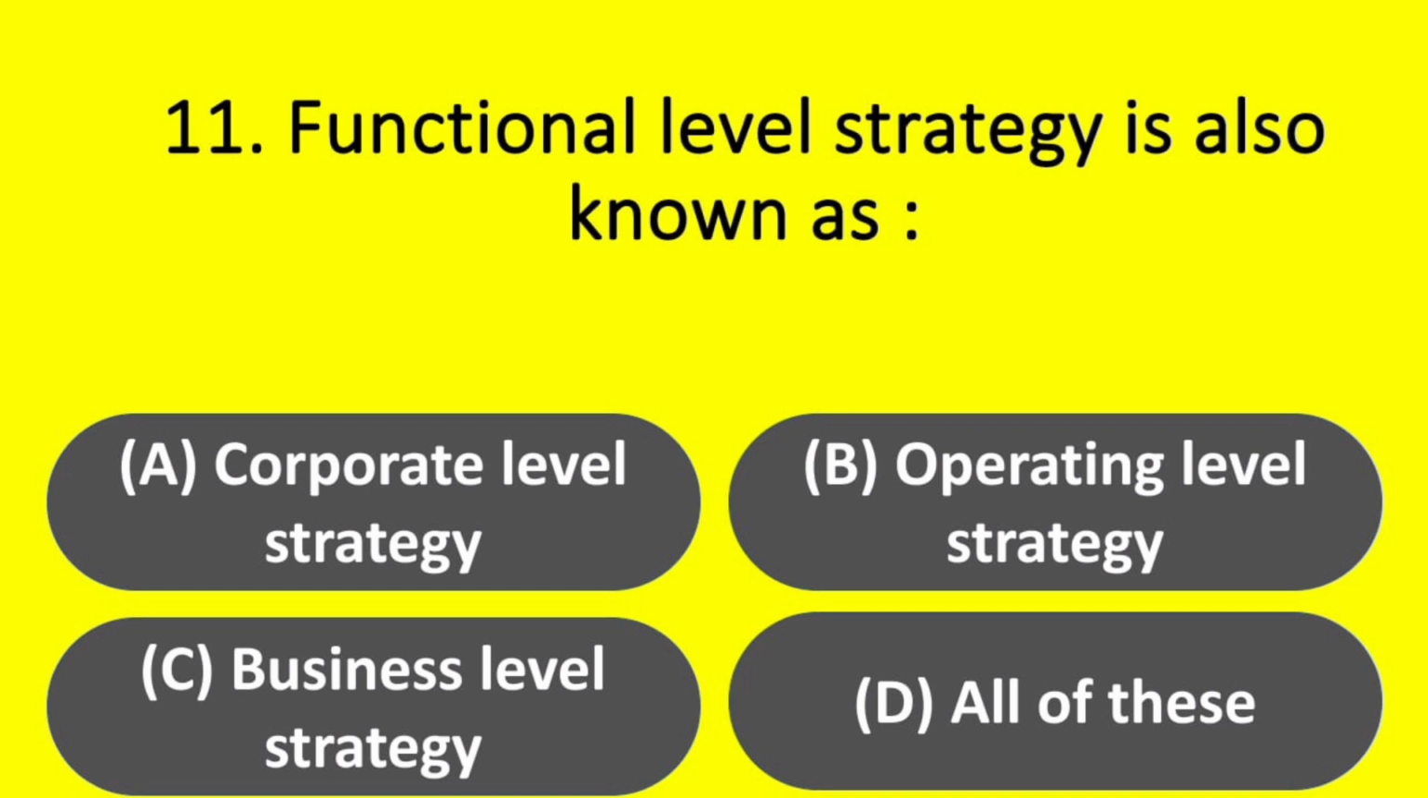Functional level strategy is also known as: option A, corporate level strategy; option B, operating level strategy; option C, business level strategy; option D, all of these. Answer: option B, operating level strategy.